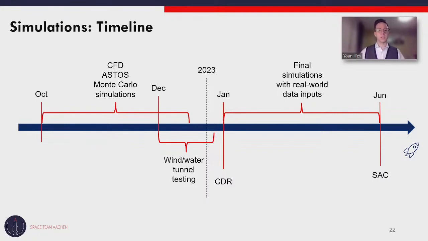After that, at the beginning of December, we want to start doing wind or water tunnel testing to verify the CFD results we got and to verify that the solver we're going to use is trustworthy. In January, we have our critical design review, and after the design is frozen and the other teams go to the manufacturing phase, we're going to try and gather as much real-world data inputs as possible, including from the tests from the other teams, so that we can try and be as precise as we can with our simulations.